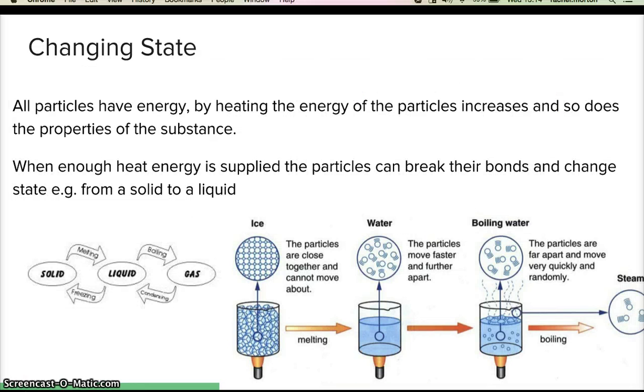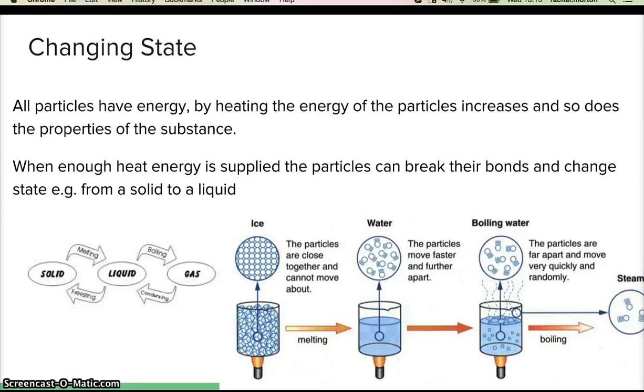So now, speaking of that, we're going to look at how these particles change state. So basically all particles always have energy, so even the particles in a solid are vibrating. But as we heat them, we supply them with more energy, and the energy within the particles themselves increases, and then the properties of the substance will change, okay?